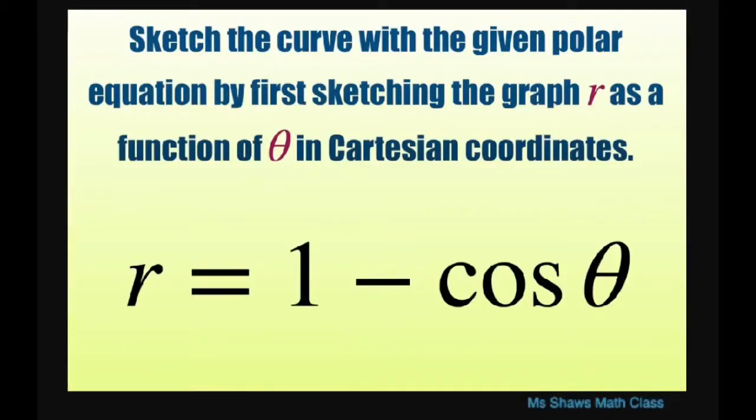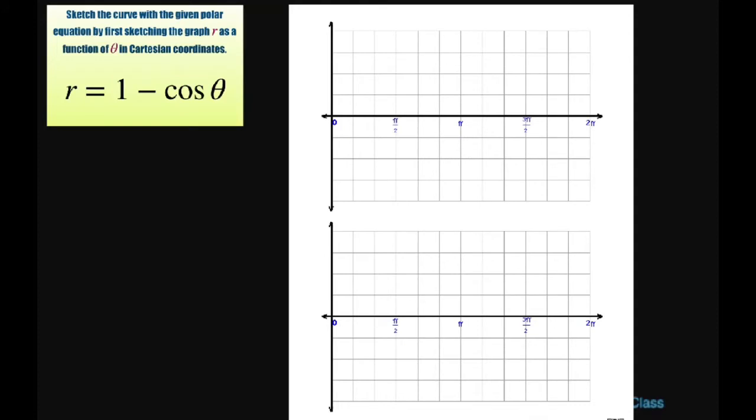Everyone, we're going to sketch the curve with the given polar equation by first sketching the graph of r as a function of theta in Cartesian coordinates. Basically, this problem is wanting you to compare the graphs. So you're just graphing this.